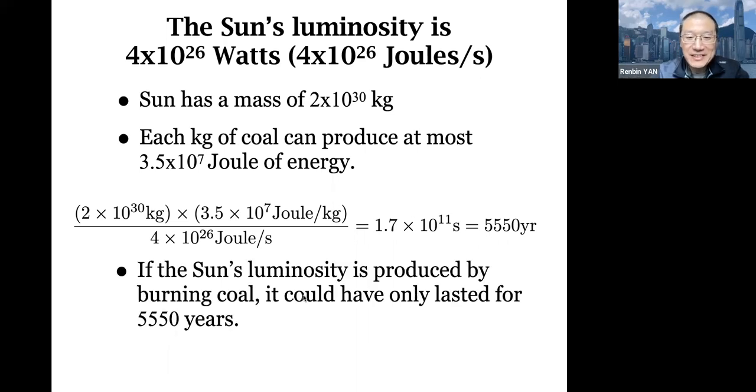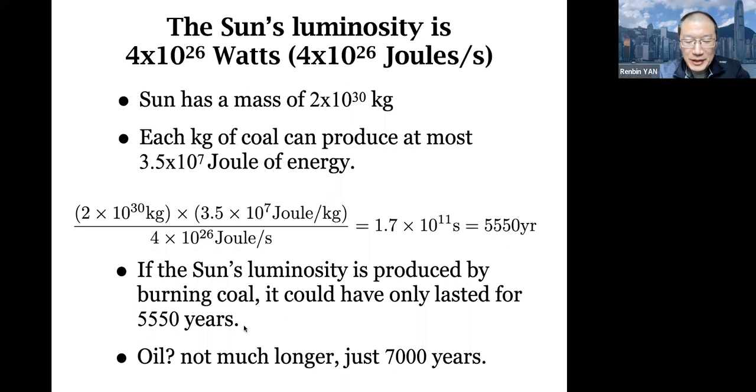If the sun were burning coal, if its luminosity is produced by burning coal, and if the whole sun was made of coal, it could have only lasted for 5,000 years. So that obviously cannot be correct. The sun couldn't last longer than 5,000 years. But we know that our human civilization has been around for more than 5,000 years, and the Egyptians built the pyramids almost 10,000 years ago, so it cannot be true.